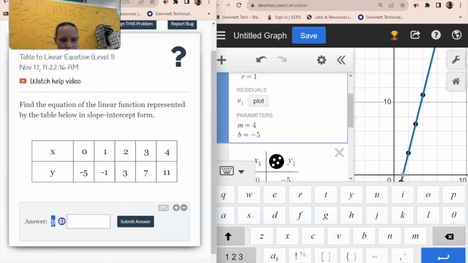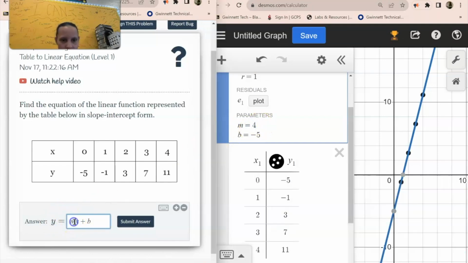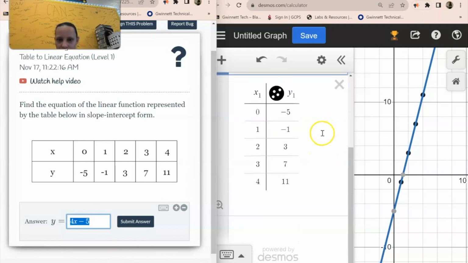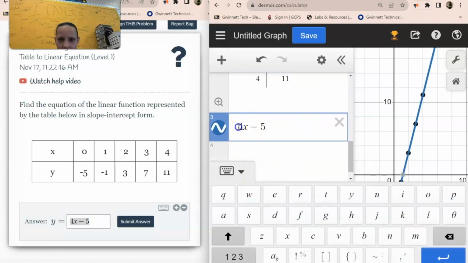You're going to write y equals mx plus b, because it's an equation. And you're going to substitute your m for the m right here, which is 4. So your m is 4. And your b is -5. Now, to make sure that you are right, you're going to copy your answer, and we are going to paste it right here with the y equals.